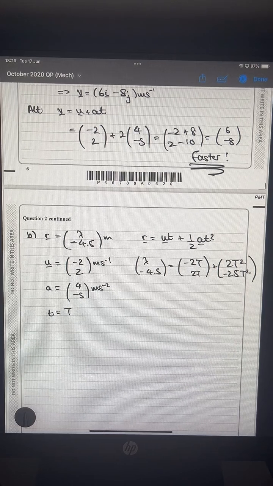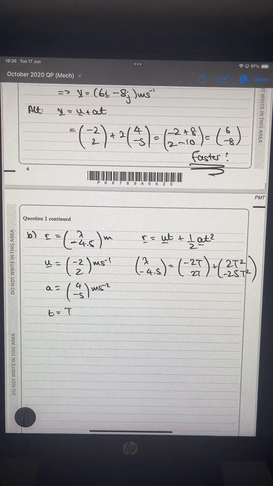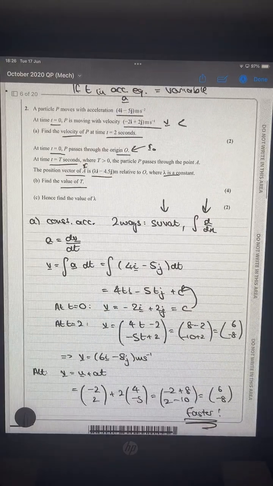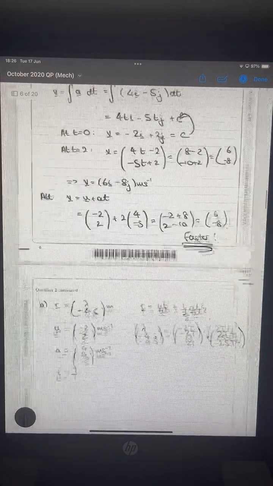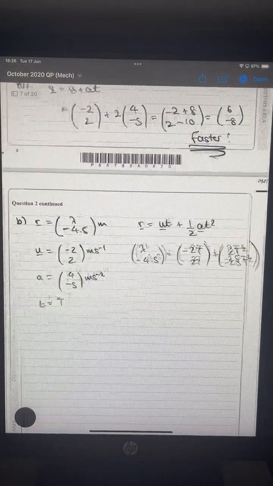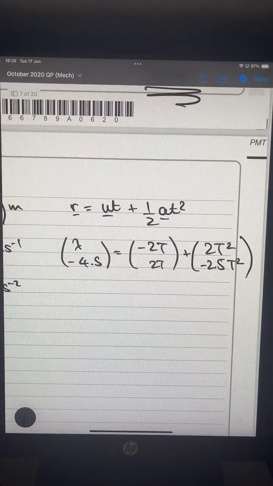All right, awesome. So I'm going to have to solve for lambda, right? What is the question asking me for? Find the value of t. Okay, first I need to find the value of t. Using this, what can I do to find the value of t? Does anyone want to let me know?